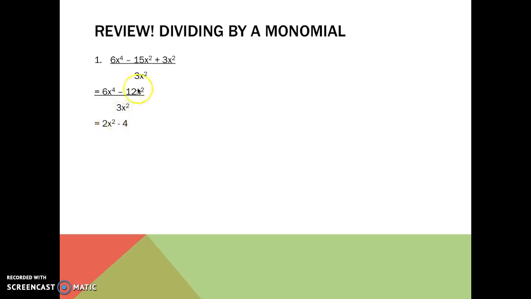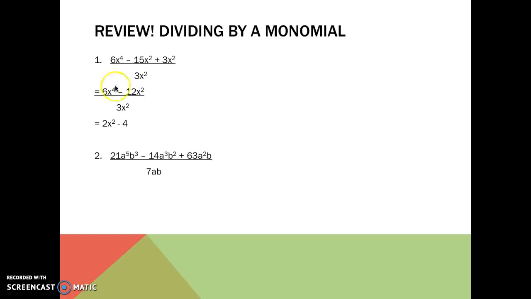So we have 2x squared, and then we take negative 12x squared divided by 3x squared. Well, 12 divided by 3 is 4, and the x's cancel out. So that is your answer. Number 2, we have 21a to the fifth power b cubed minus 14a cubed b squared plus 63a squared times b, all divided by 7ab.